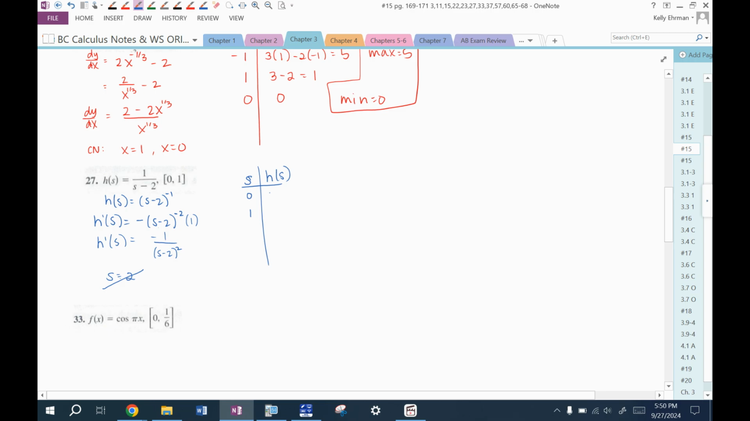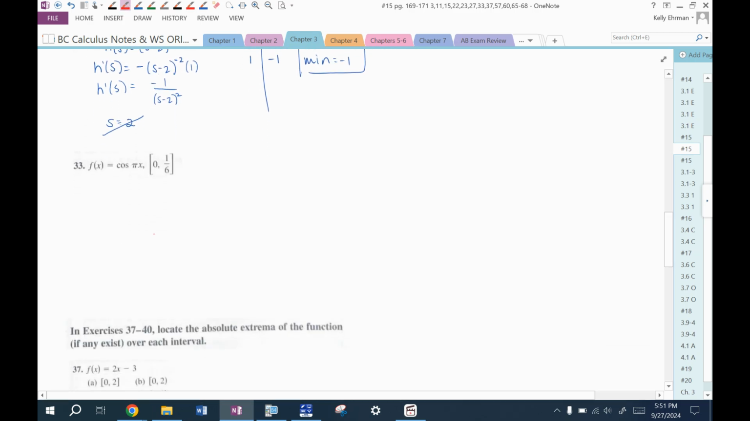So when we plug in 0, we get negative 1/2. And when we plug in 1, we get 1 over negative 1. So the maximum is negative 1/2, and the minimum is negative 1. Remember, with negatives, the further down the negative number line you go, the smaller that number is.